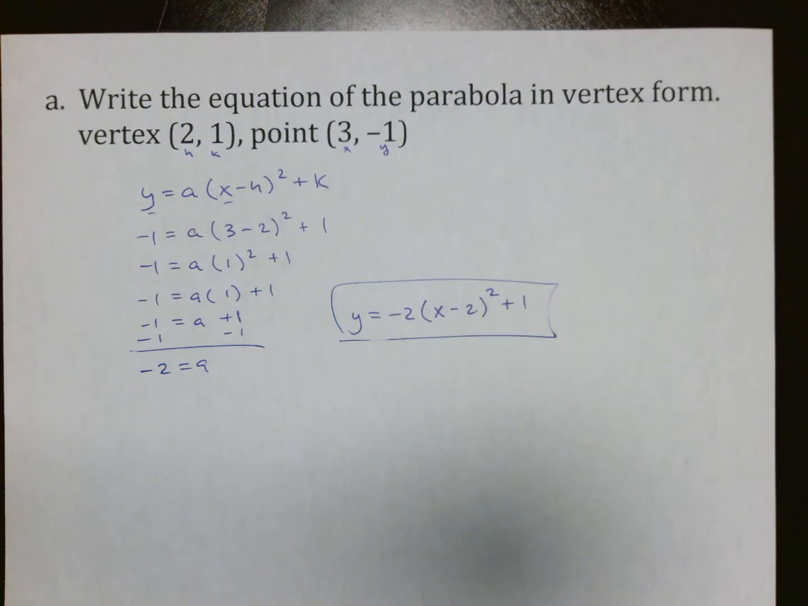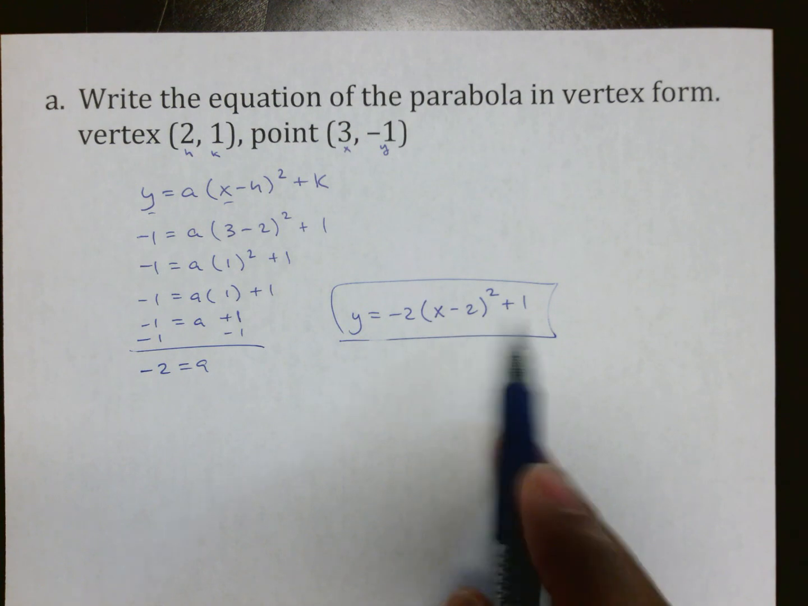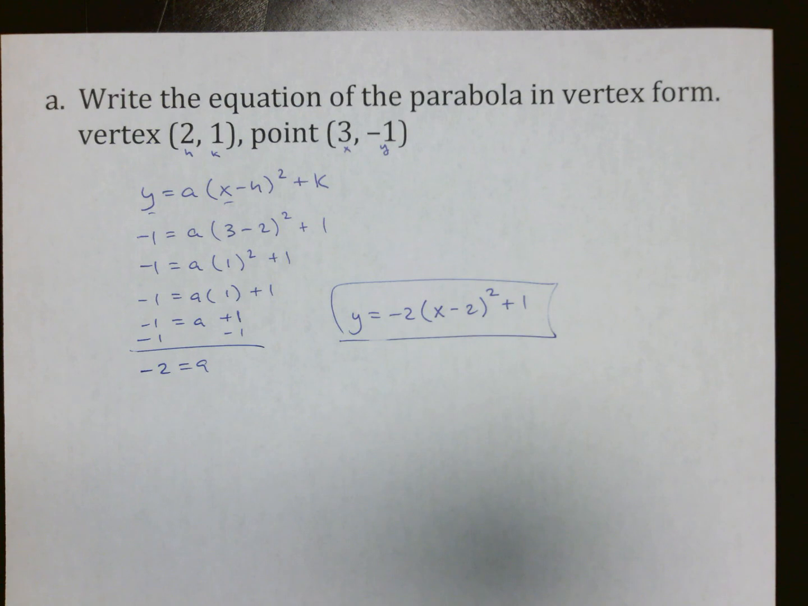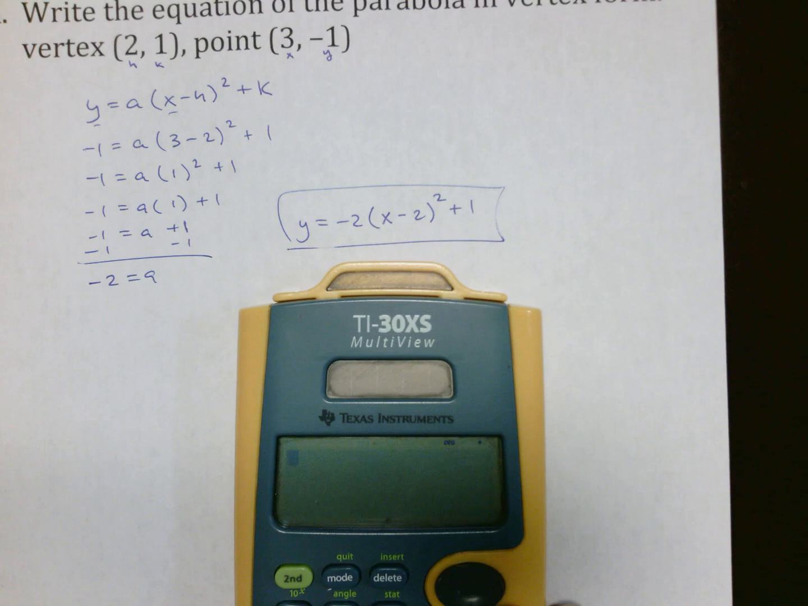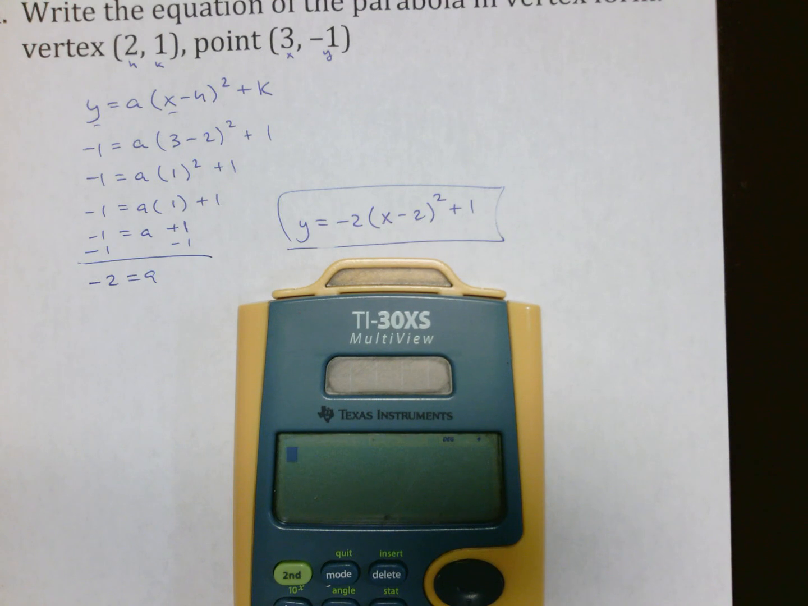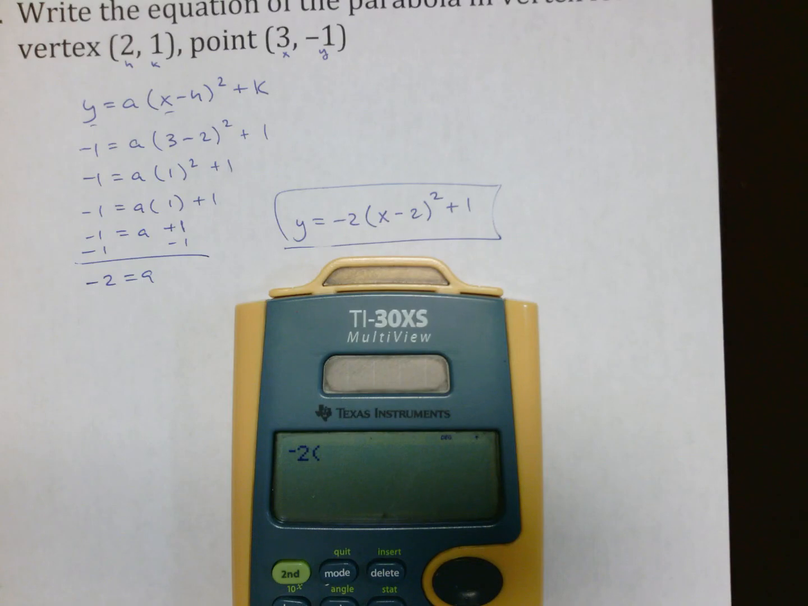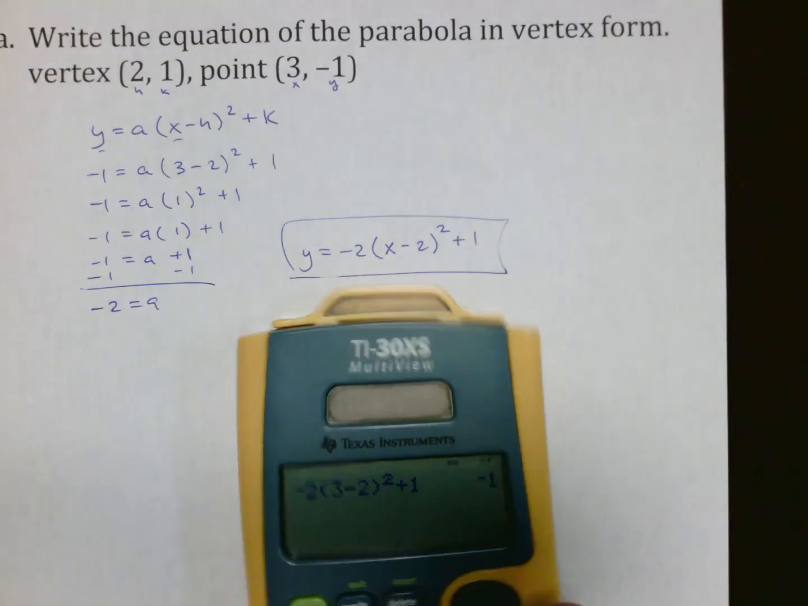Alright, so again, that formula has a vertex of 2, 1, and then just to show you that the point works, this is what you want to be able to also do with your calculator, so you might want to plug it in for yourself. Plug in your 3 into x. So -2 parentheses 3 minus 2 close squared plus 1 equals, and you see that you get your -1, which is what you're supposed to get for your y there.